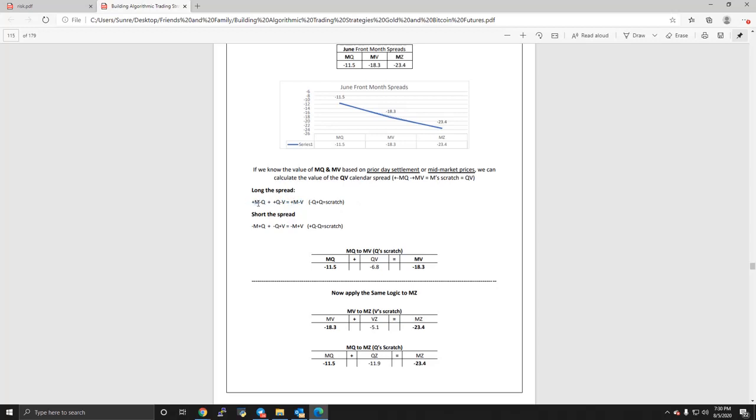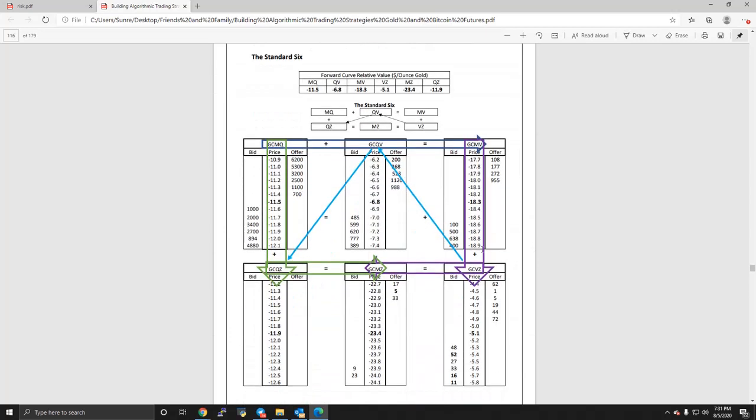Plus M minus Q plus Q minus V, you're left with plus M minus V. And conversely, on the short side, if you sell the spreads, minus M plus Q plus minus Q plus V, that leaves you with short M, long V, or minus M plus V, a short June plus October calendar spread position. So we're visualizing that here. Here's the MQ, here's the QV, here's the MV markets.